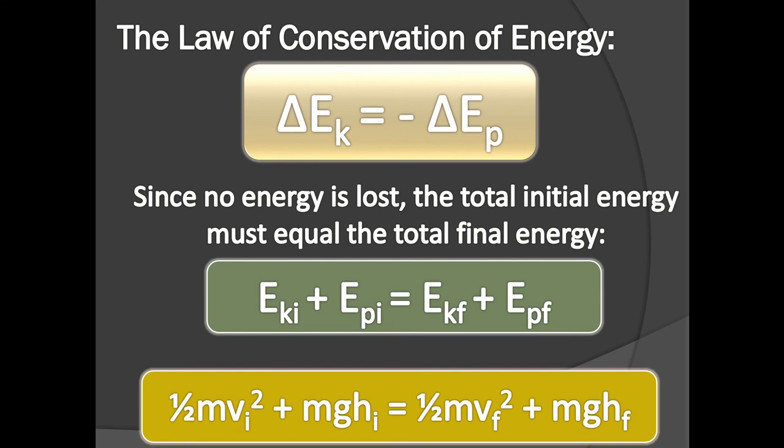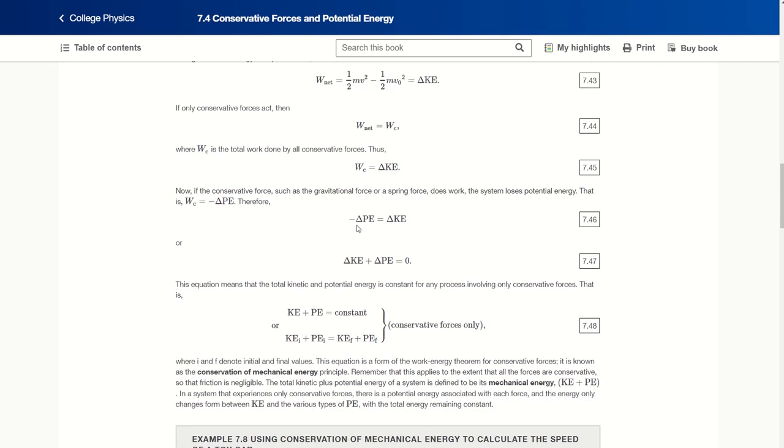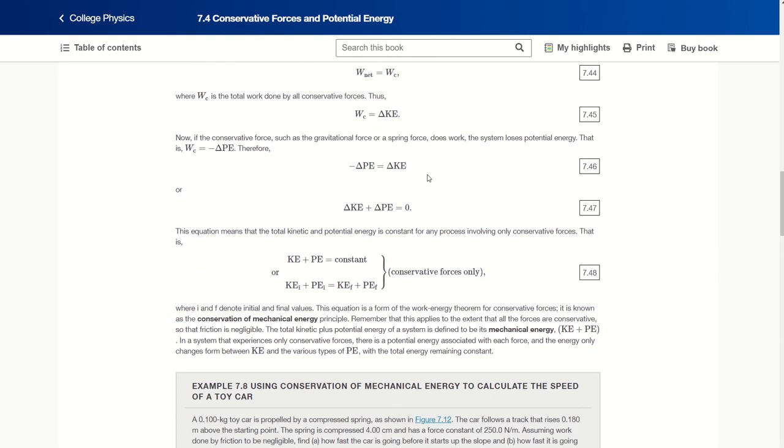And if you want a better explanation or more steps to get to this point, I suggest you read the textbook. So for example, if I jump to it quickly, this is section 7.4, conservative forces and potential energy. And again, it goes through the explanation of what I just summarized on that slide. So how do you go from kinetic energy to the change in potential equal to the change in kinetic. Again, only applicable to conservative forces and closed systems. So make sure you read section 7.4 in your textbook on this.